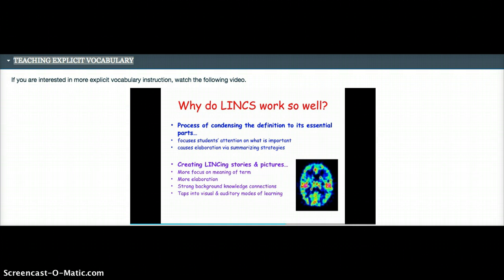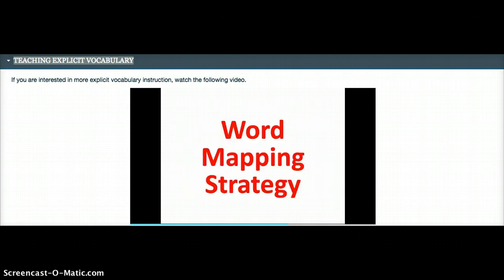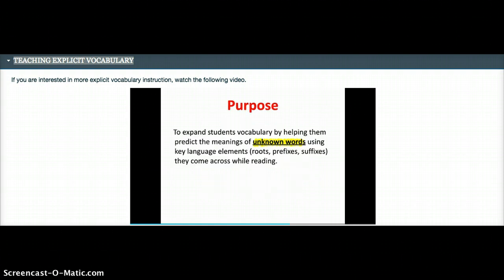Now, within links and with most of the things we're talking about here, you're really focusing on those highly used vocabulary words, those critical vocabulary words that are needed within your content area. Now let's take a minute to talk about the word mapping strategy. The purpose of the word mapping strategy is to expand students' vocabulary by helping them predict meanings of unknown words. This is critical: unknown words, using key language elements, such as roots, prefixes, and suffixes, that they come across while they're reading. So again, this is to support unknown words.